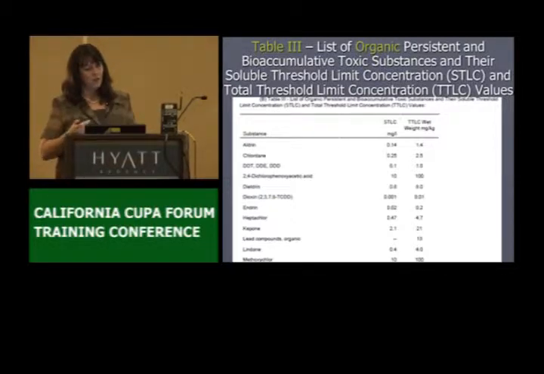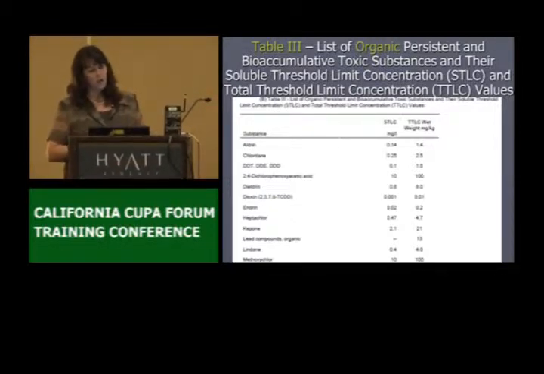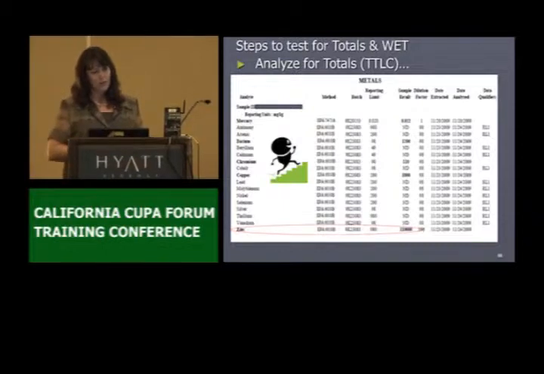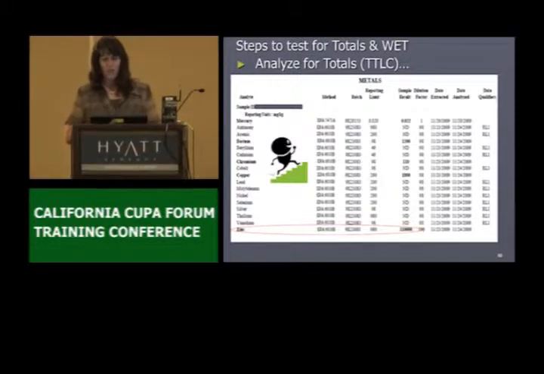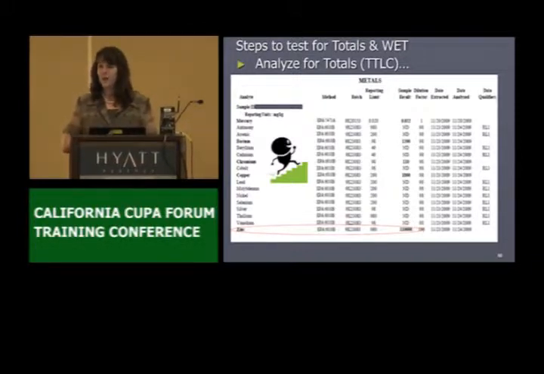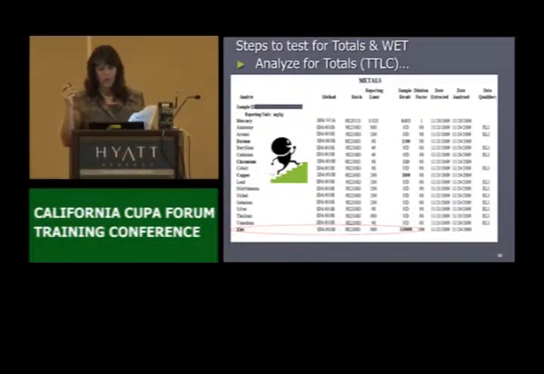So, steps to analyze for totals. You have your results here. Here's zinc. The sample result was 110,000 milligrams per kilogram. All right. So you got those results.